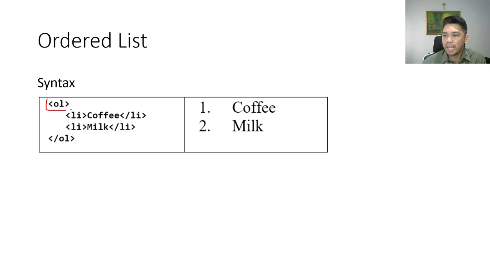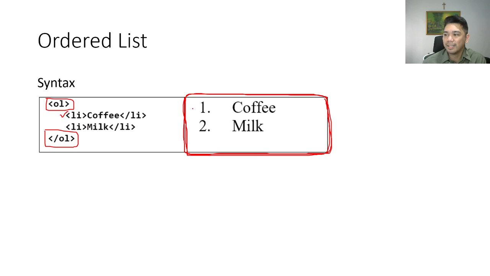So when we type this OL, imagine the computer creates an invisible box, an invisible place wherein the list can be placed inside. So ito yung bounding box na yun, invisible bounding box. And then the tag LI, siya na yung pinaka-item on the list. The LI creates the item.